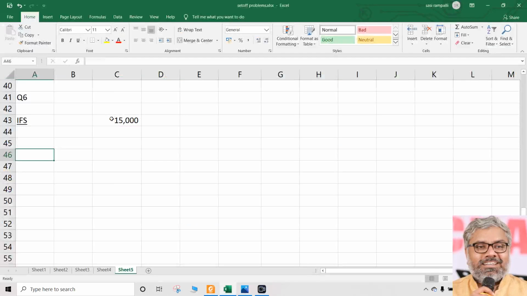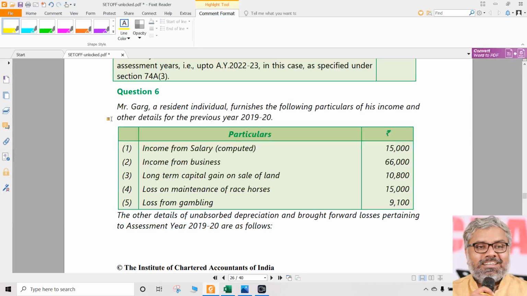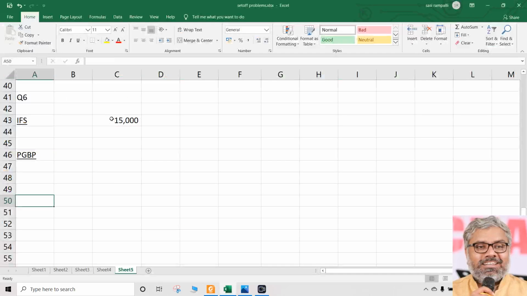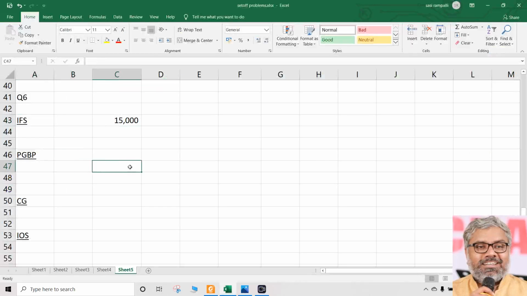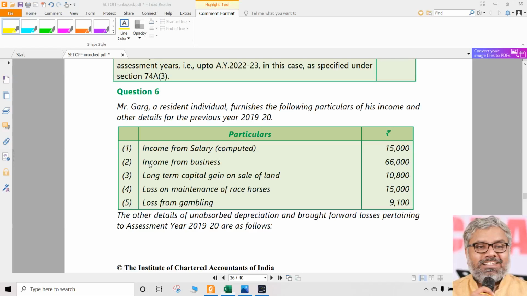Then there must be PGBP, definitely. There is PGBP, and yeah, there is a capital gain also. So there is capital gain head of income, and there is income from other sources. If any, we'll write it, otherwise no problem, nothing there. Let us take one by one. Positives first. 15,000 income from salary. Income from business is 66,000. This is also to be taken since it is also positive.